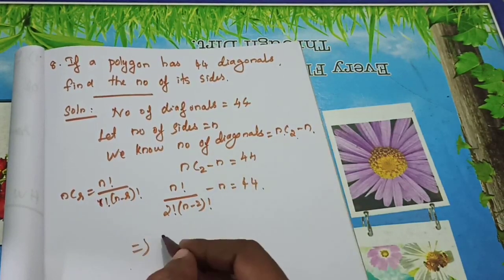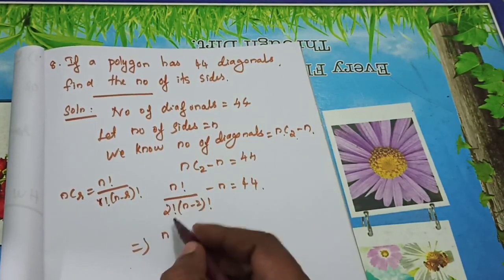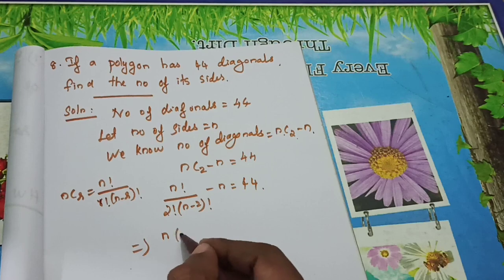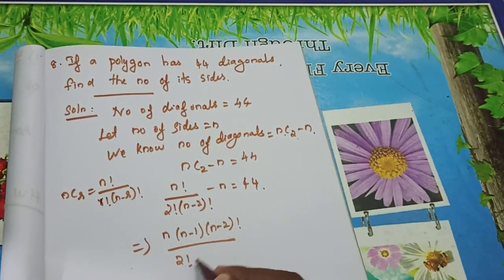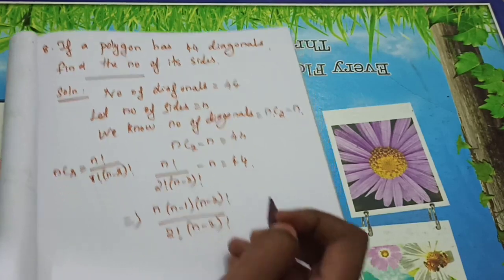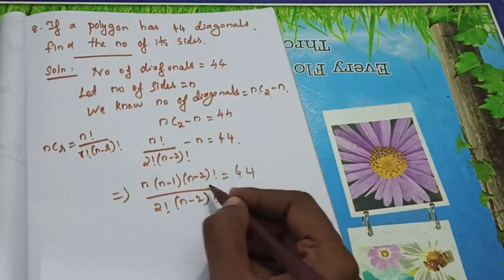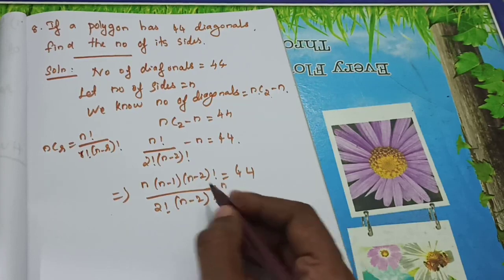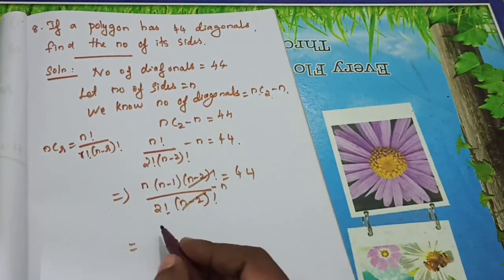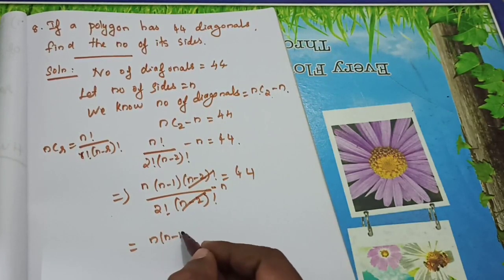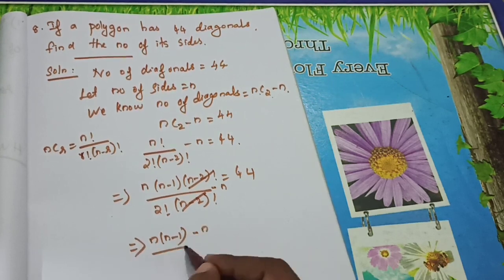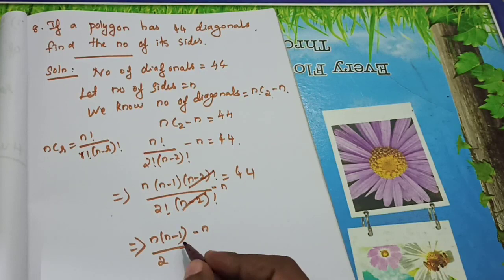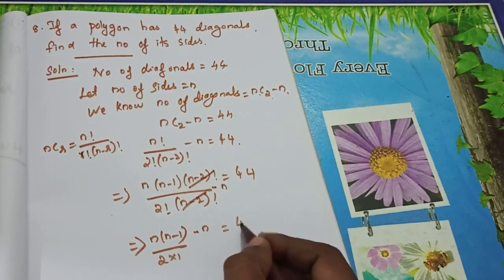So how will you write it in the form of n minus 2 factorial? Then only we can cancel. So n into n minus 1 into n minus 2 factorial divided by 2 factorial into n minus 2 factorial. This and that already we have cancelled. Then minus n is there. So what's the balance? n into n minus 1 over 2 factorial, which is same as 2 into 1, minus n is equal to 44.